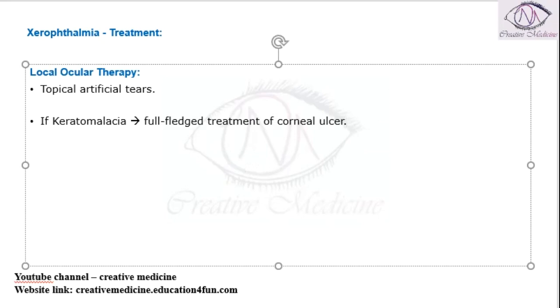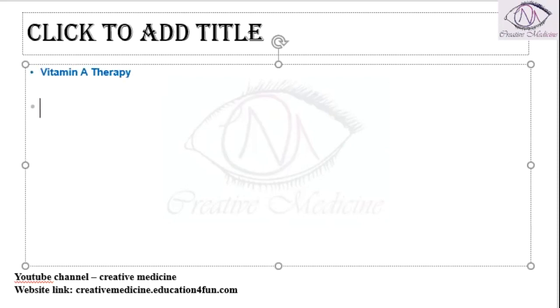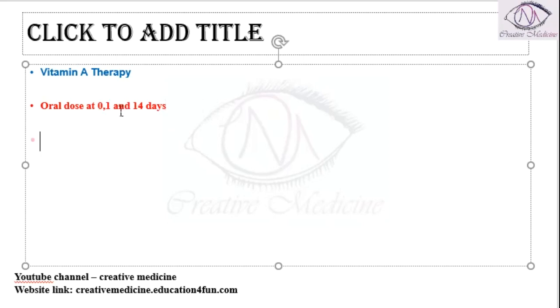But what is important in the treatment of xerophthalmia is vitamin A therapy. In the vitamin A therapy, we give the oral dose of the drug at 0, 1 and 14 days. For children less than 6 months of age, 50,000 international units of vitamin A is given in the oral dose at 0, 1 and 14 days.